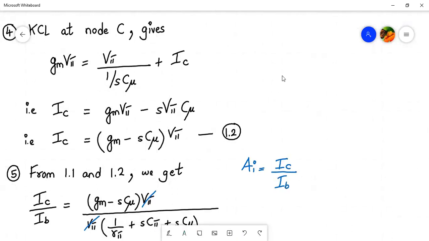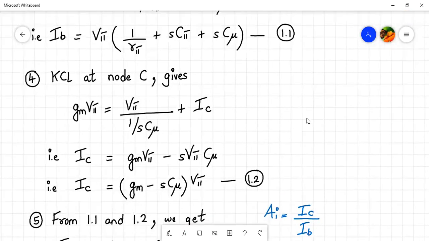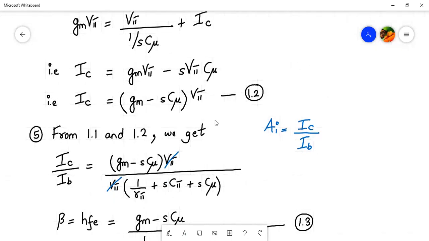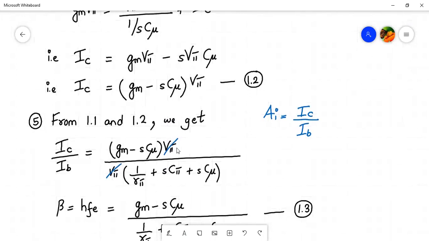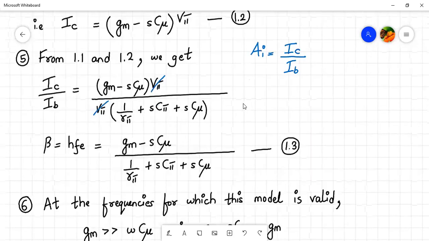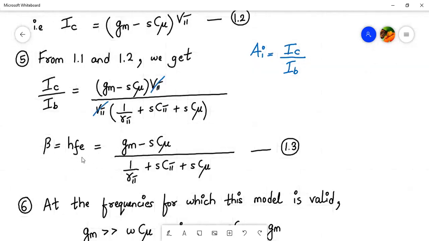So from equation number 1.1, we have IB and from equation number 1.2, we have IC. So we'll divide them. By dividing, we get IC upon IB is equal to GM minus S into C mu into V pi divided by V pi into 1 upon R pi plus S C pi plus S C mu. So from here, V pi and V pi get cancelled. And IC upon IB is nothing but beta. It is also mentioned as HFE in the data sheets, right? They normally mention this parameter in your data sheets. And your beta, equal to HFE, will be equal to GM minus S into C mu divided by 1 upon R pi plus S C pi plus S into C mu. We call this equation number 1.3.